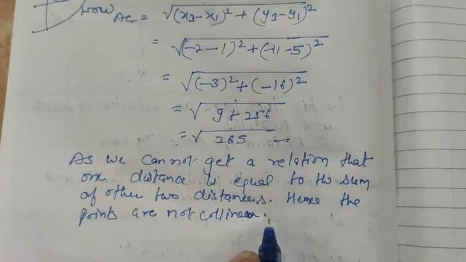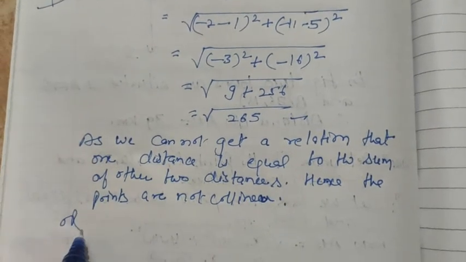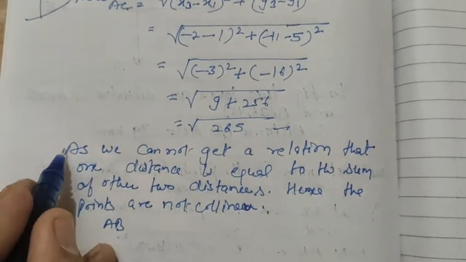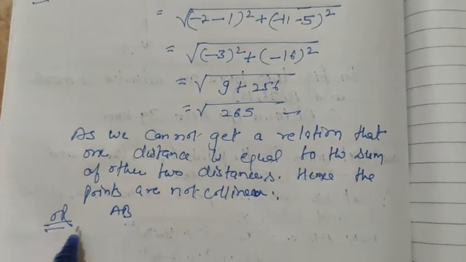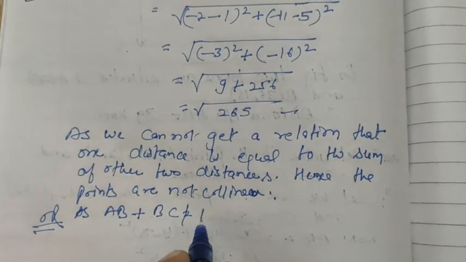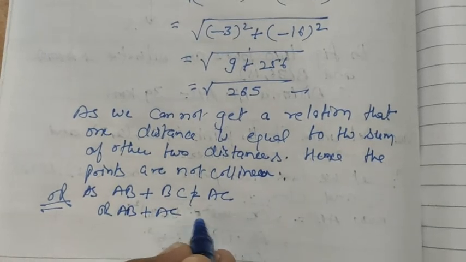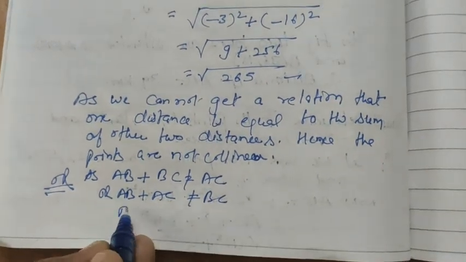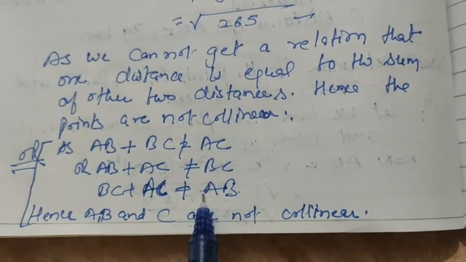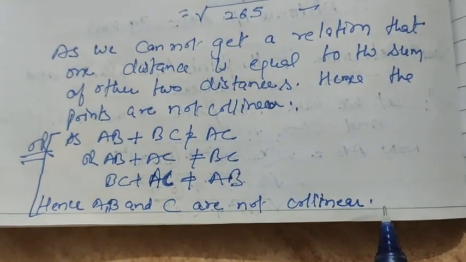This is all about question number 3, and this part can be written in an alternate way. If you don't want to do this, you can write AB plus BC is not equal to AC, or AB plus AC is not equal to BC, or BC plus AC is not equal to AB. Hence A, B and C are not collinear.